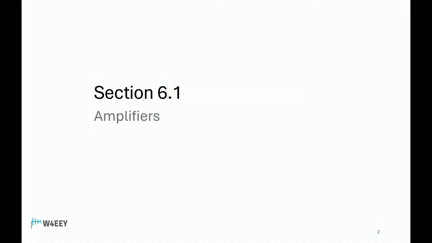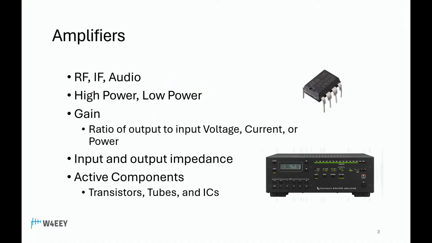So amplifiers, there's tons and tons of amplifiers used in ham radio. We see them at RF stages in the front of a receiver, intermediate frequency chains, audio amplifiers. Here's a high power KPA 1500 from Elecraft. Here's the lowly 741 op amp. We're going to be talking about op amps tonight. We're going to be talking about gain.